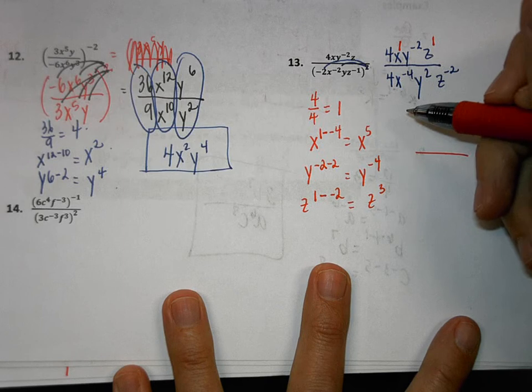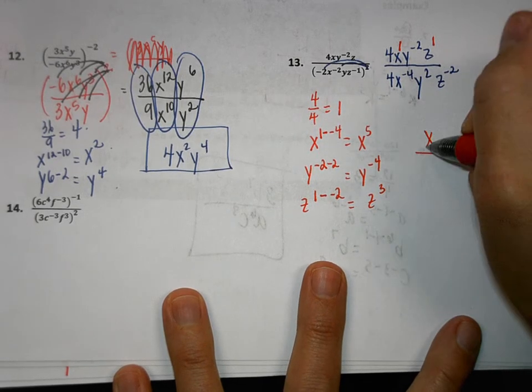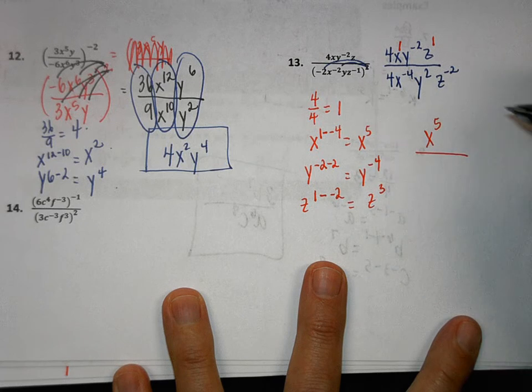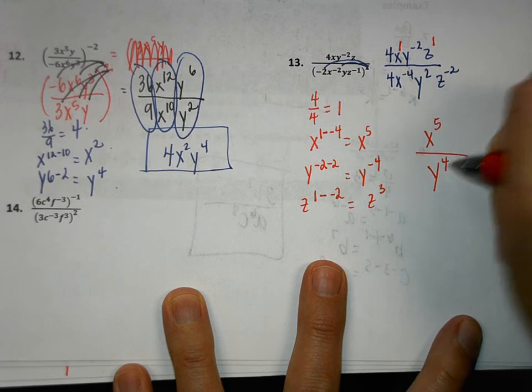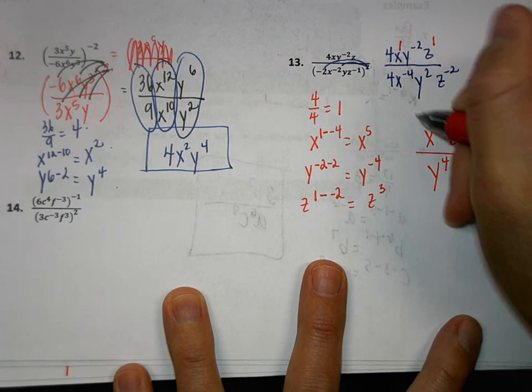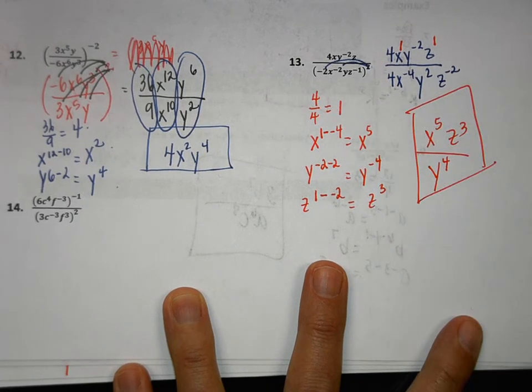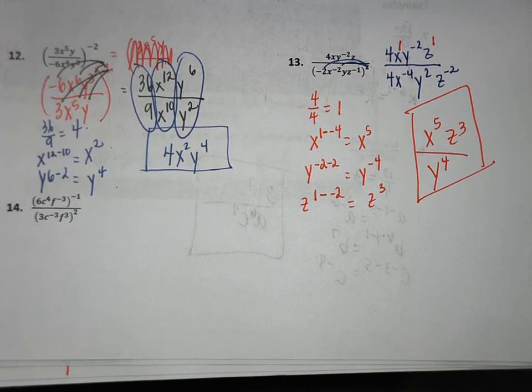Okay? X to the 5th, where is it going to go? Top or bottom? Top. Y to the -4th, where is that going to go? Bottom. And when we put it to the bottom, it is a positive. And then where does z to the 3rd go? And that's my answer. It is. That's it. Right there.